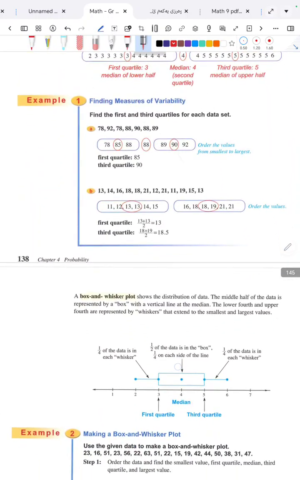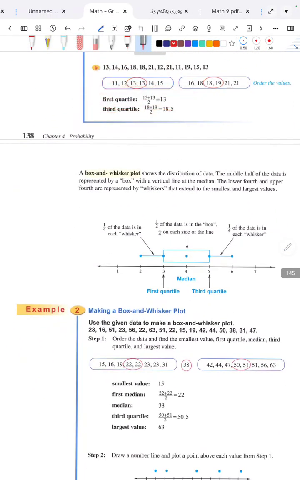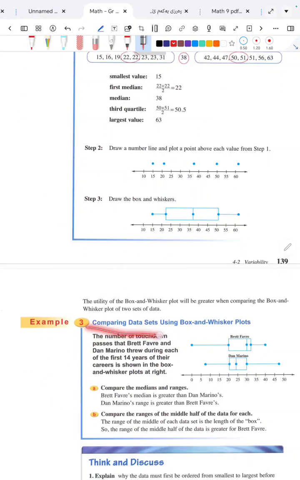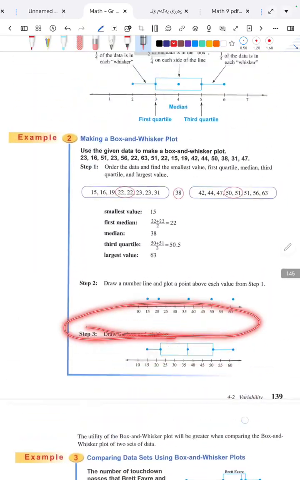We have three cases. The first one, finding measure of variability. The second one, how to make box and whisker plots. The third one, comparing data sets using box and whisker plots.